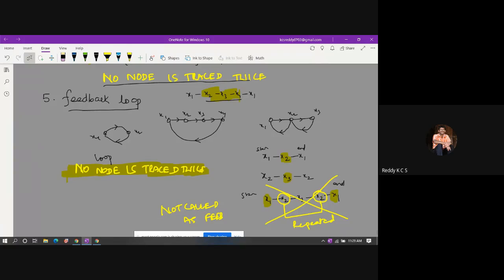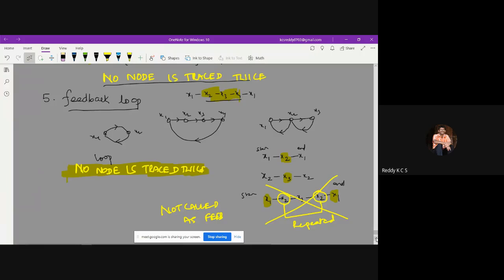Okay. So that is how the feedback loop is defined. A feedback loop is nothing but a path which originates from a particular node and terminates at the same node, traveling through at least one other node. That's why the other node is x2 in the first loop and x3 in the second loop. So this is feedback loop 1.